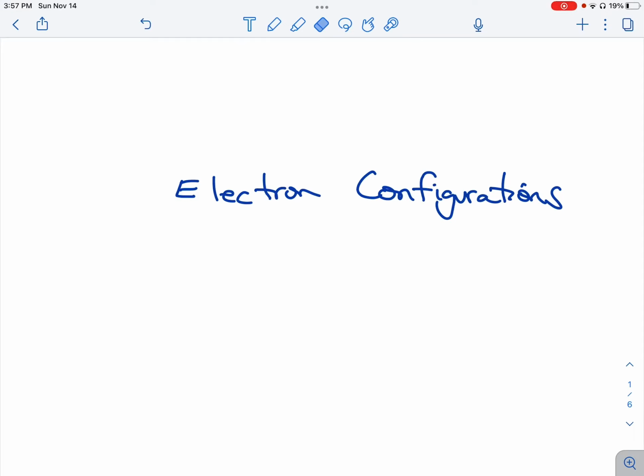Hey everyone, this is going to be a video summarizing electron configurations. Electron configurations is a pretty broad topic. There's lots of different ways to represent electron configurations. So this is just going to be a summary, kind of an overview of all of them. And there's more details to this, and I'm going to refer you back to the course packet.